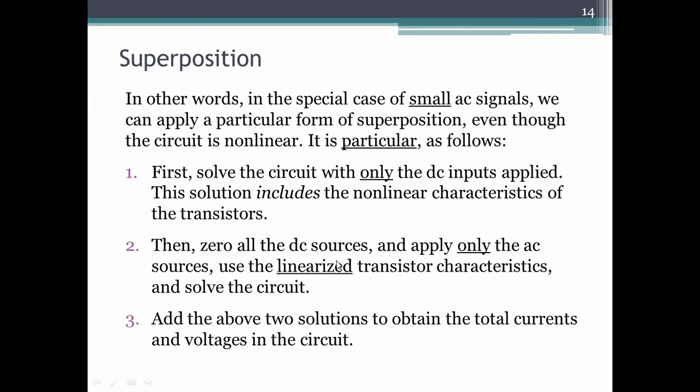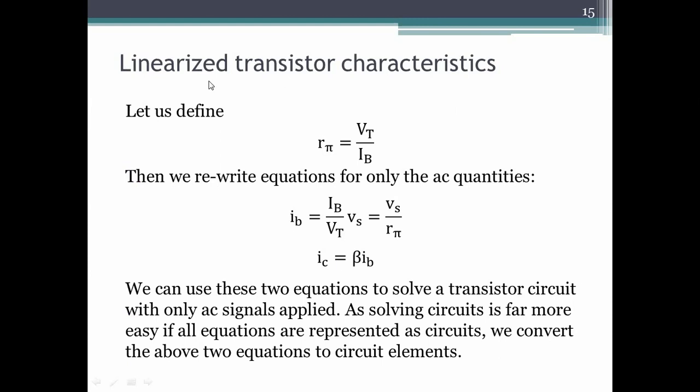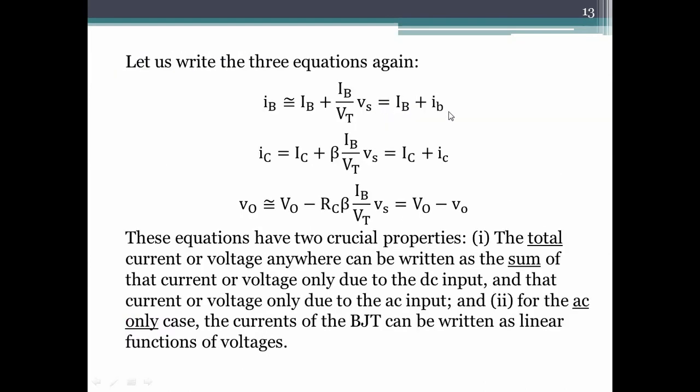Okay, so to illustrate this, let us apply this method. The best way to learn this is to illustrate it. Or actually, before we illustrate, we'll do one more thing. Let us formalize the linearization of transistor characteristics. So again, let me go back. Small ib is capital IB by Vt into Vs. So there is a capital IB by Vt here.